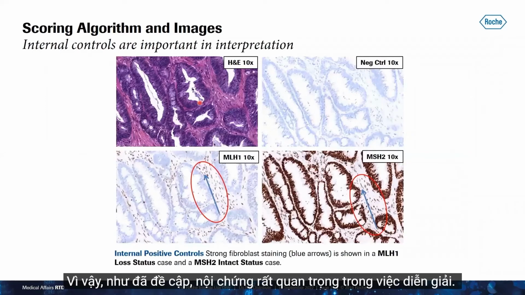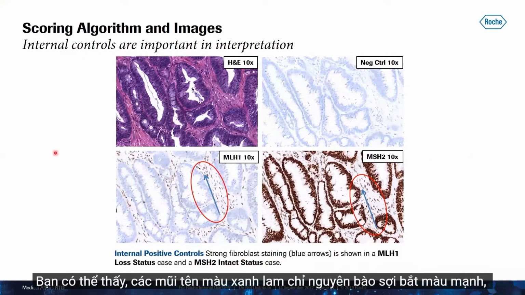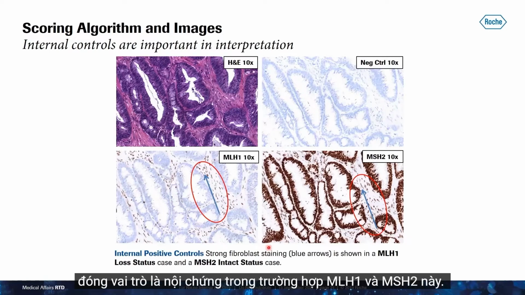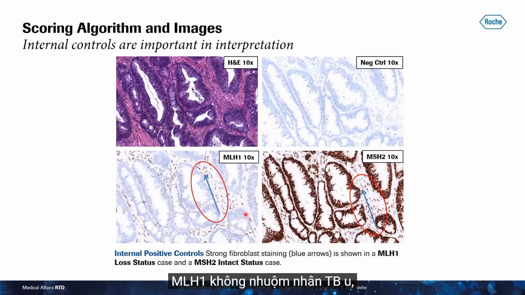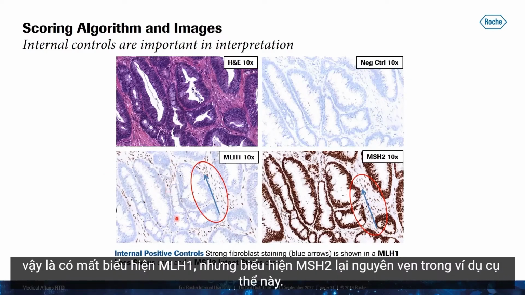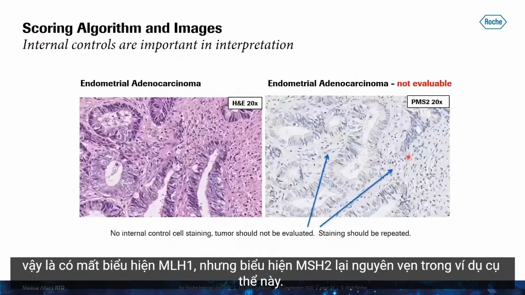So as mentioned, internal controls are very important in the interpretation. As you can see pointed out by the blue arrows, the strong fibroblast staining serves as internal control in this case of MLH1 and MSH2. And MLH1 is showing absence of tumor nuclear staining. So there is loss of MLH1, but there is intact MSH2 in this particular example.